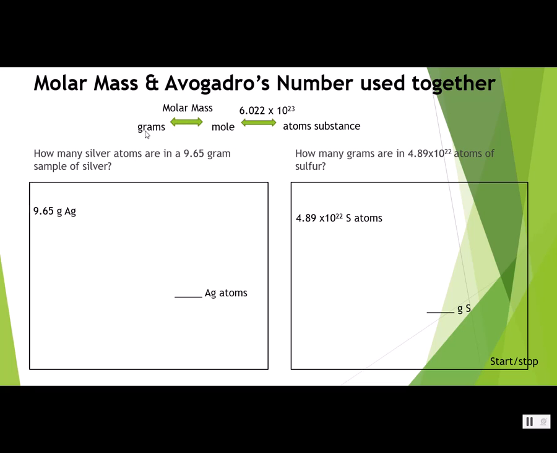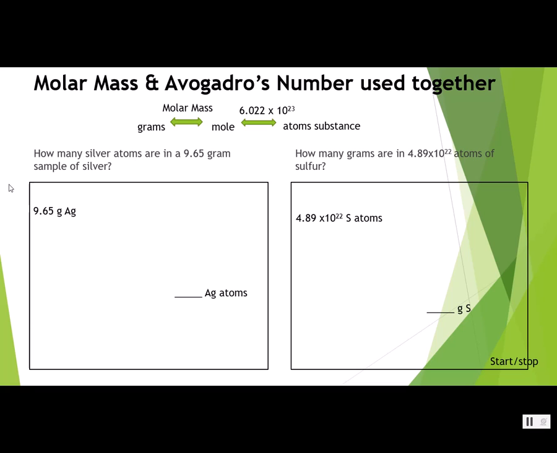That means you could start in this little flow chart that I have up here. You could start anywhere in this flow chart and go from one unit to another. So for example, in this first problem, I give you grams of silver, so I'm starting with grams, and I need to go to atoms. So I'm going to go this way from left to right on my calculation. I could also go the other direction if I was given atoms, like I was in the second example, and I need to get to grams. But let's talk through both examples.